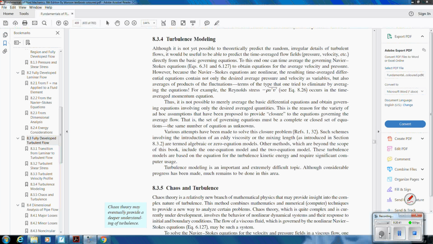With this shear stress term, the Reynolds shear term, and mean velocity, the Navier-Stokes equation, which is the main equation we usually solve in fluid mechanics, right? It turns out to have lots more terms in the momentum equation, which is really a hard topic. And as the textbook mentioned here, although considerable progress has been made, a lot still has to be done in this area.